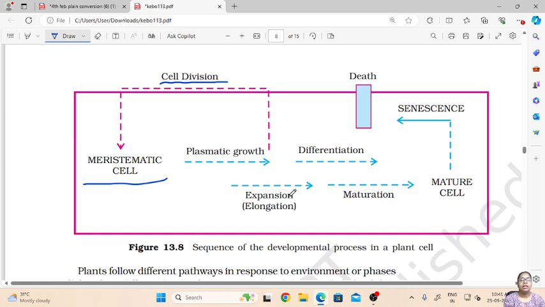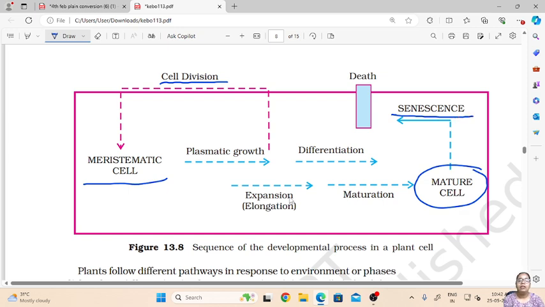So expansion as in the elongation phase, wherein the plasmatic growth takes place. After that comes the maturation phase, wherein there is differentiation. There is dedifferentiation, redifferentiation, and differentiation takes place in the maturation phase. Then comes your mature cells. So here your cells are mature. After a particular period, senescence takes place. Senescence as in the plant starts dying.